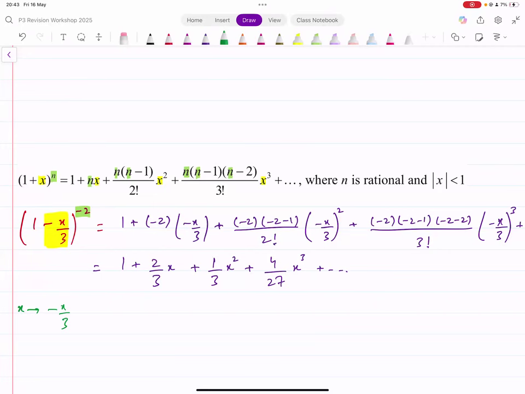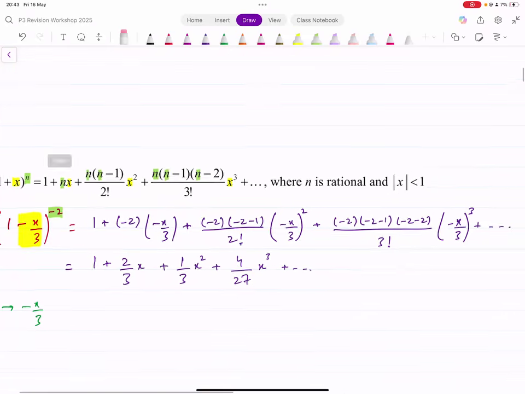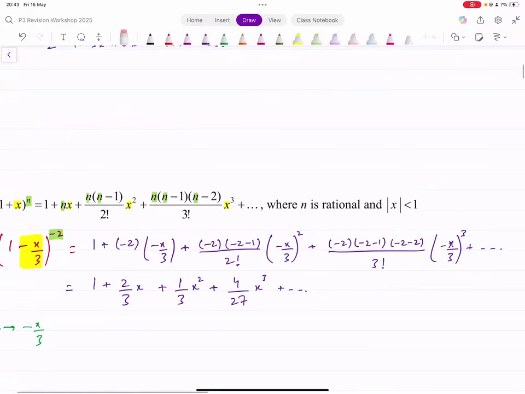In place of n, you put minus 2. In place of x, wherever you have x in the formula, you have to replace that with minus x over 3. Now, when you do that, especially for negative numbers, make sure that you put them inside brackets like this. If you don't use brackets, you will end up making errors because of that. Now, how do you actually do this calculation? Because a lot of times, a lot of errors happen when you do these calculations.